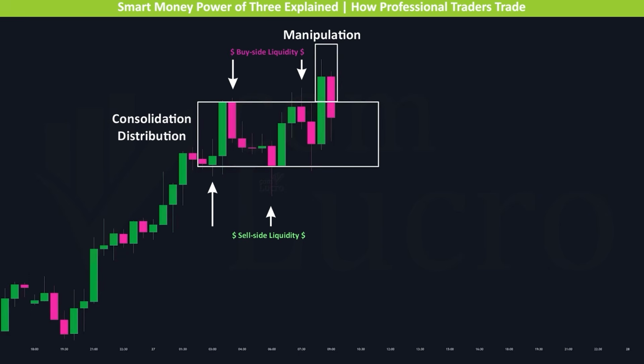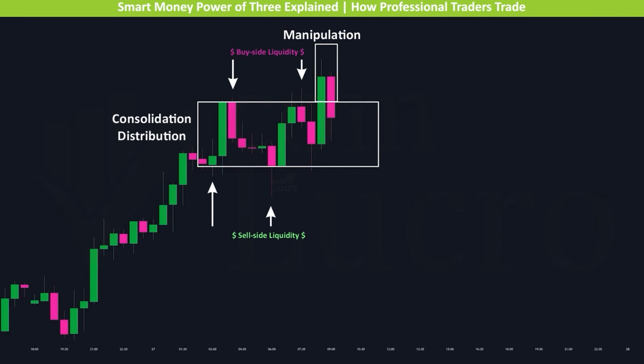Here, the next two candles break above the equal highs, engaging buy-side liquidity and trapping breakout traders who believe the level had been broken. When price returns back inside the consolidation range, the manipulation phase is confirmed. From this point forward, we look for a short entry aligned with the expected continuation.